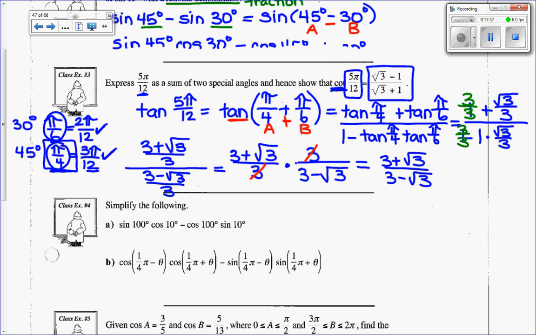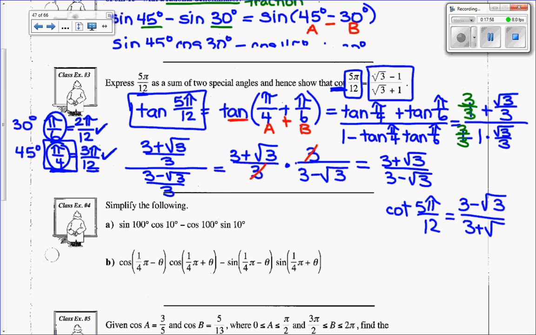Okay, now this is actually tan of 5 pi over 12. We need cotan in the end, right? So let's flip this so that we get cotan of 5 pi over 12, which is going to be 3 minus root 3 over 3 plus root 3. But again, like Amy said, we don't want to have a radical sign in the bottom, right? So the way that we get rid of that is by timesing by root 3 over root 3.